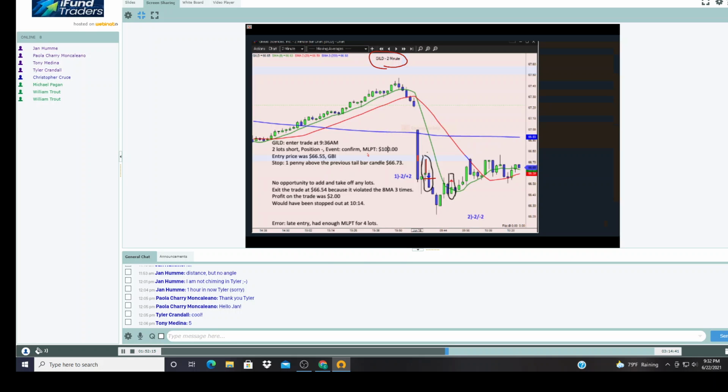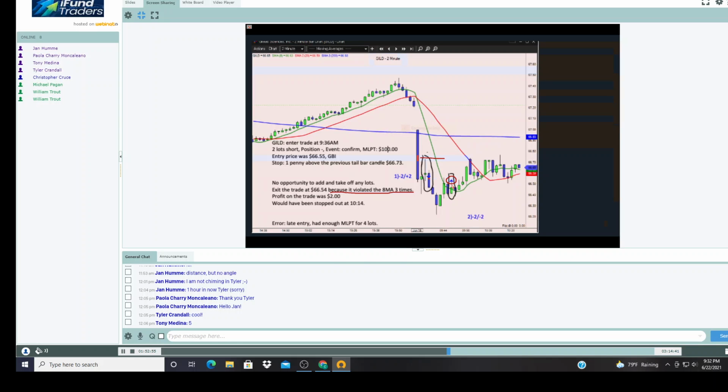Where's your stop? 1 penny above the previous tail bar. Okay, so here. Your stop is here, and then we go on, and then somehow you are out here, and you say that is because it violated the 8MA 3 times. Okay, is that a rule in the checklist? If it violates the 8MA 3 times, then I'm out of the trade. I close the trade. Is that a rule? I don't think so.